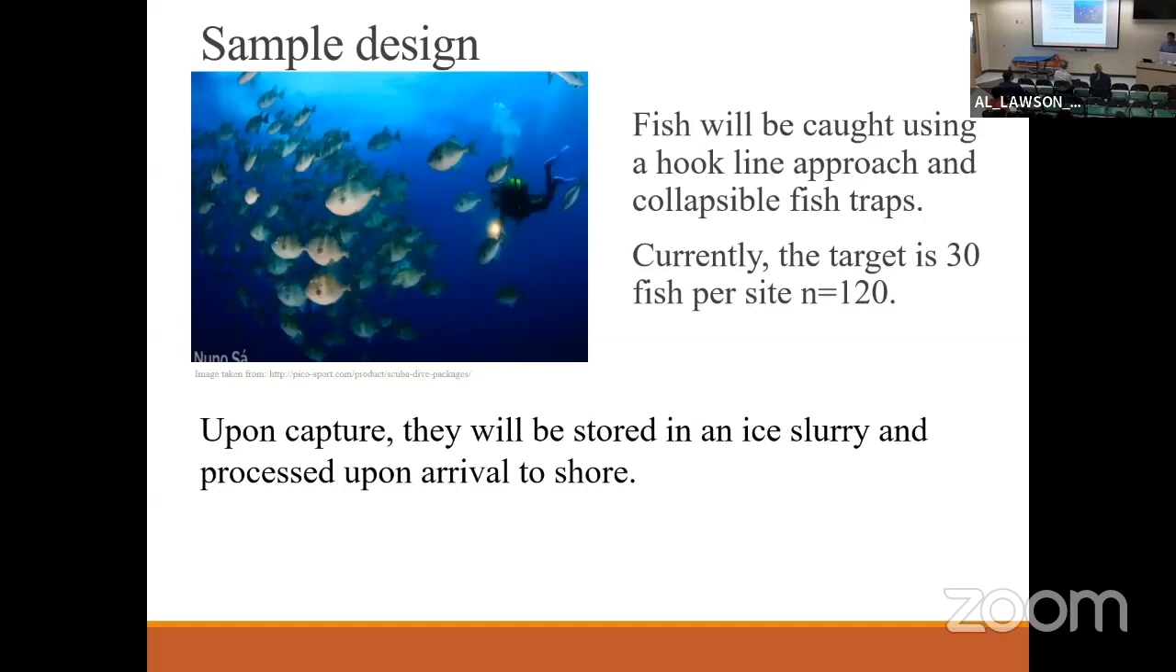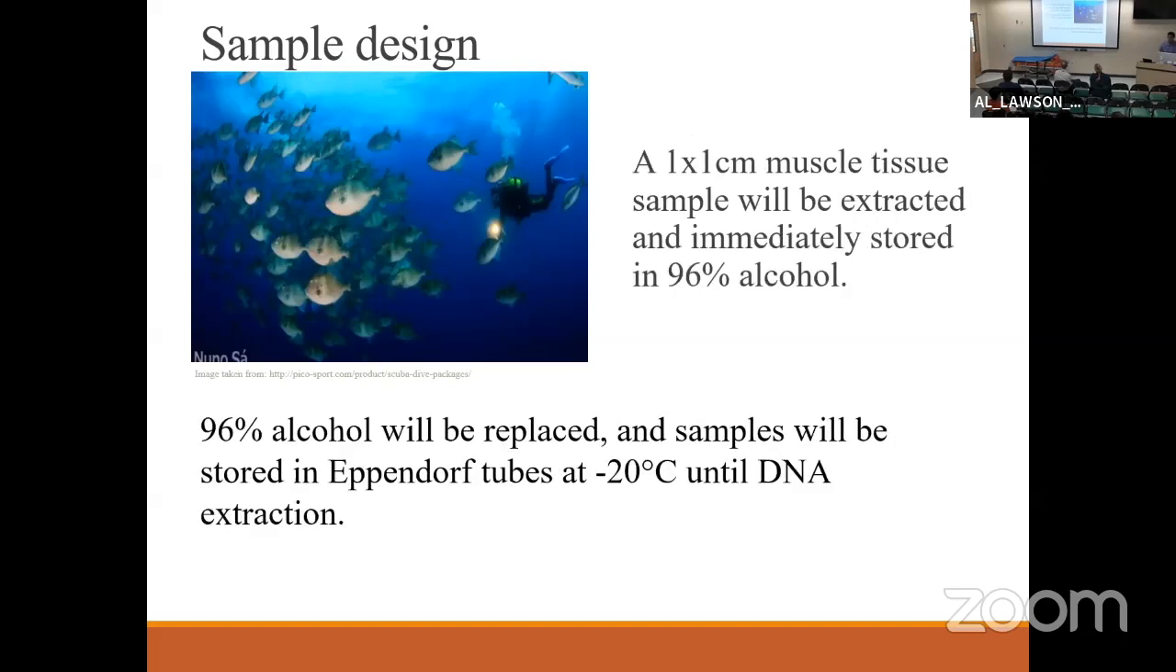Upon capture, they will be sorted in an ice slurry and processed until arrival to shore, at which point we will extract a 1 by 1 centimeter muscle tissue sample and store that in alcohol. The alcohol will be replaced, and we will keep these in Eppendorf tubes at -20 degrees Celsius until we extract the DNA.